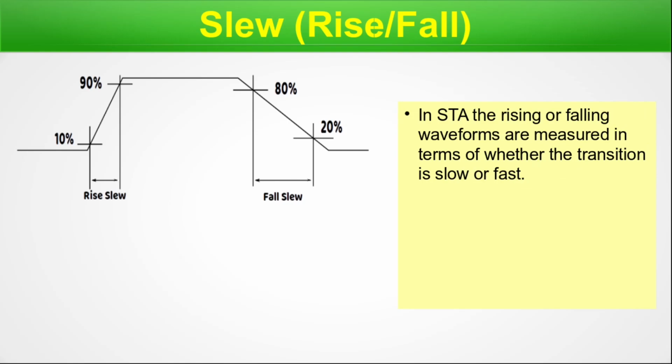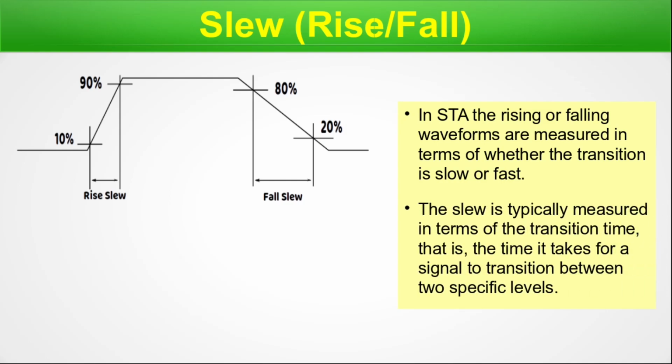In STA, the rising or falling waveforms are measured in terms of whether the transition is slow or fast. So slew means how fast the transition is, that is from 0 to 1 or 1 to 0. The slew is typically measured in terms of the transition time, that is the time it takes for a signal to transition between two specific levels, that is 1 to 0 or 0 to 1. In the .lib file, the slew thresholds are defined in a particular fashion.